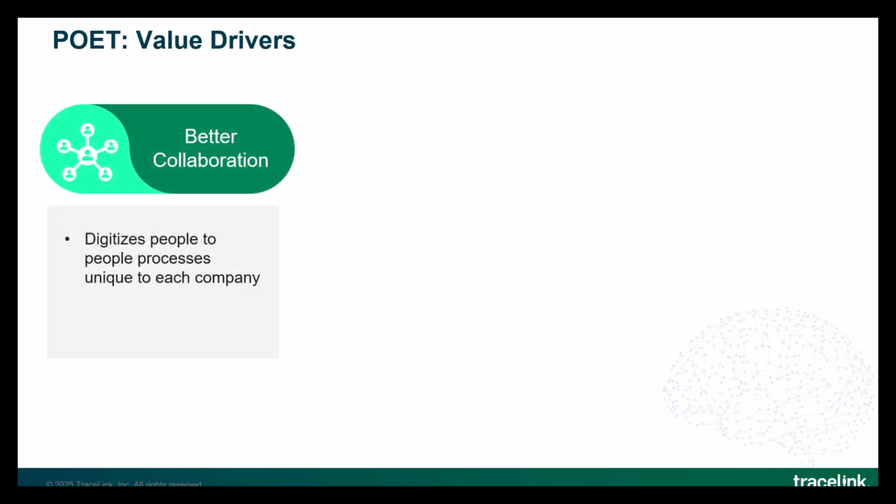POET delivers several key value drivers that help organizations improve collaboration, reduce costs, and minimize risk. It enables better collaboration by digitizing people-to-people processes that are unique to each company, allowing teams and partners to work together more efficiently across organizations.